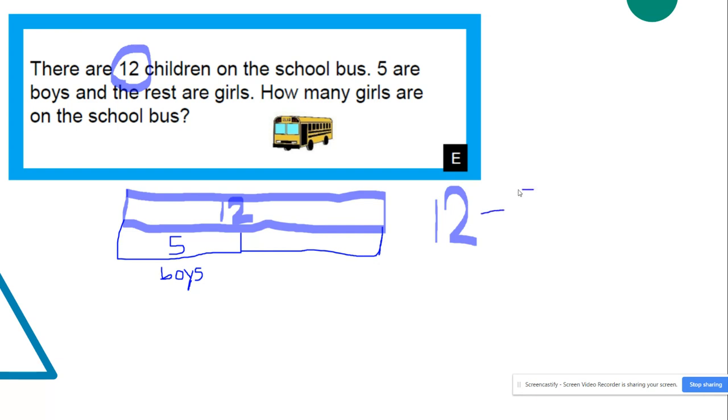You can use subtraction to solve this problem. Because if you start at 12 and that's your whole, and you know that 5 are boys, then the rest have to be the girls. So we could count back. 12 minus 5, 12, 11, 10, 9, 8, 7. Or you can count up from 5 to 12 and see how many in between. Try the next one.